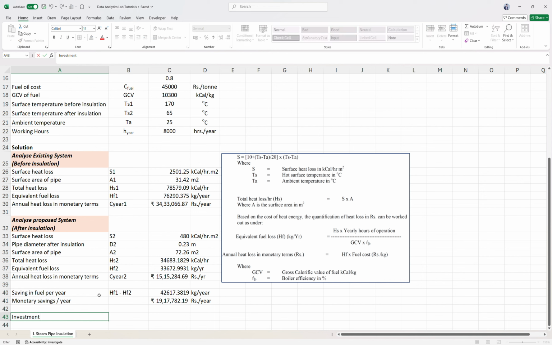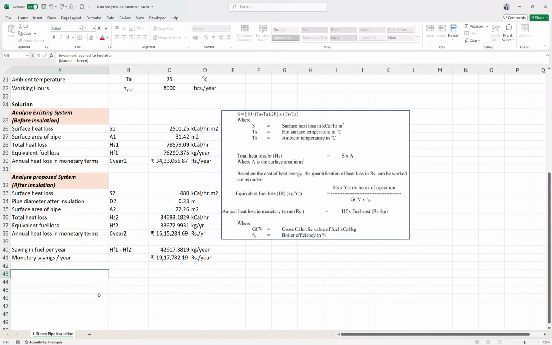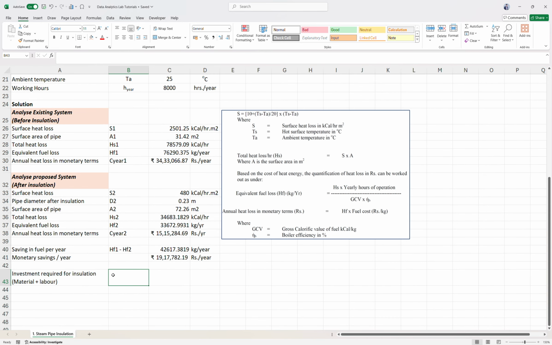So investment required for insulation. Now this investment will need material plus labor. This can be obtained from any supplier, even the plant has their trusted suppliers. They can tell you about this cost. Again, symbol is not needed right now because now we are at the end of our analysis. So investment, let us say the particular supplier is charging, let us say 2500 rupees per meter square of insulation. Now what area will be considered in this? Not the first area but the second area which is going to be created after the insulation. So A2 will be considered.